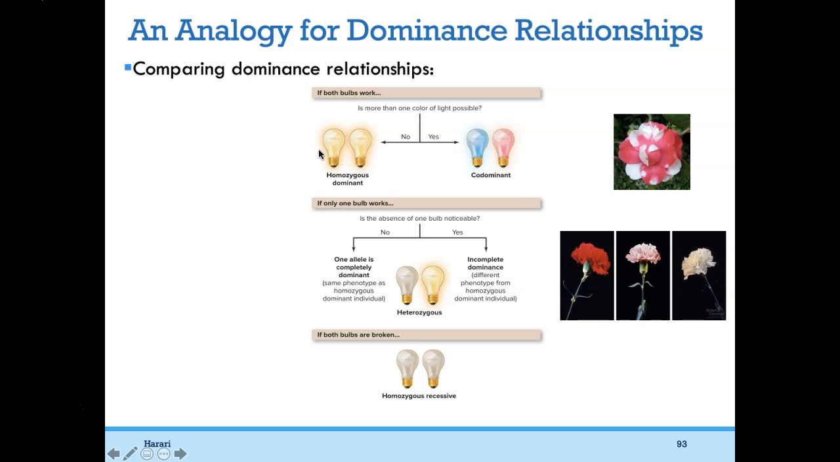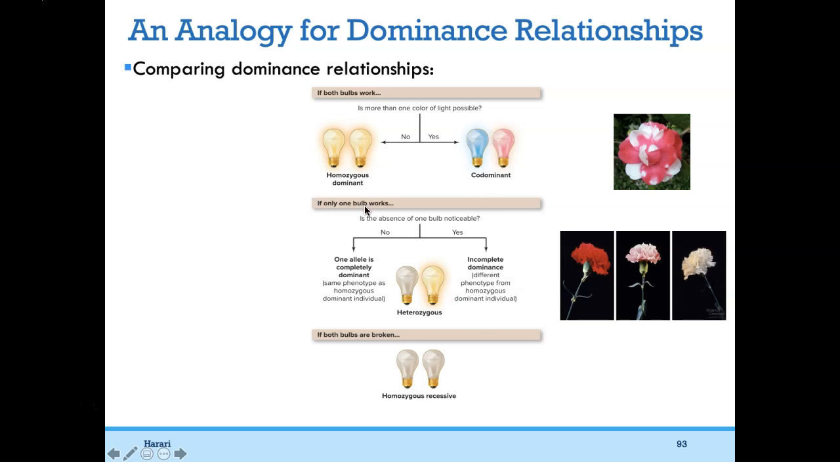And here's an interesting analogy to understand dominance relationships. We know there are two alleles for every gene. We're going to look at alleles as light bulbs in this example. If both light bulbs are on, we first ask, is more than one color of light possible? If no, if there's only one option and both light bulbs are on, we would say that's homozygous dominant. If more than one color of light is possible and both lights are on, we would call that codominant. Right? That's like A and B are both expressed.